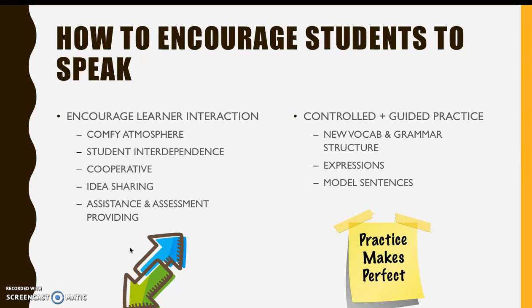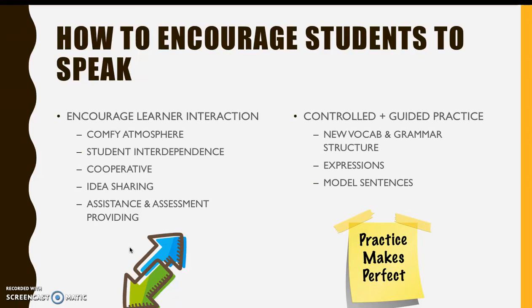How to encourage students to speak? Okay, so 4 guidelines. Encourage learners to interact, provide a comfortable atmosphere, encourage student interdependence. They can do it on their own with a peer. Definitely cooperative learning, idea sharing, and they also encourage assistance and assessment between peers.